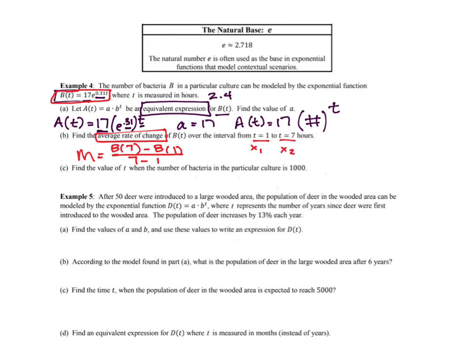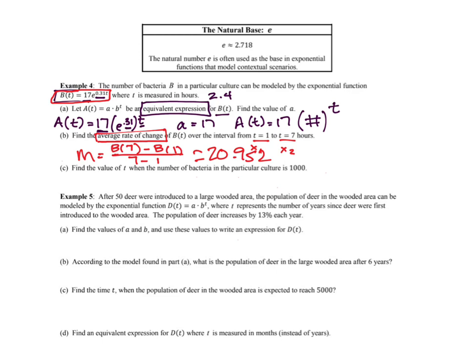B of t equals 17 e to the 0.31 t. Okay, so finally, we got a quotient. What'd we get? 20.9521. So the slope here, the average rate of change, is 20.952.